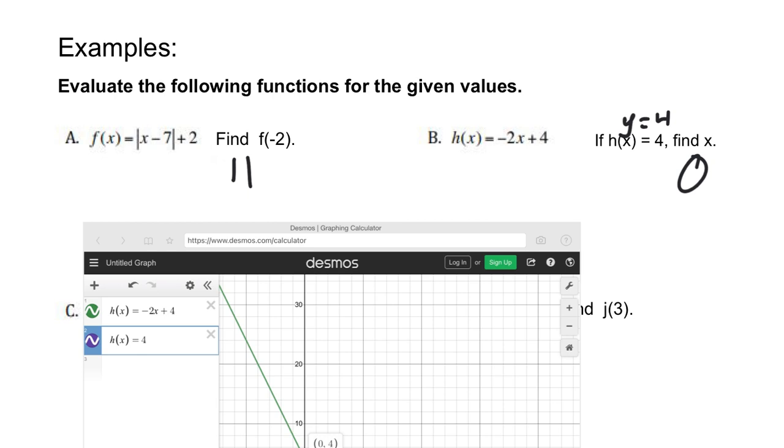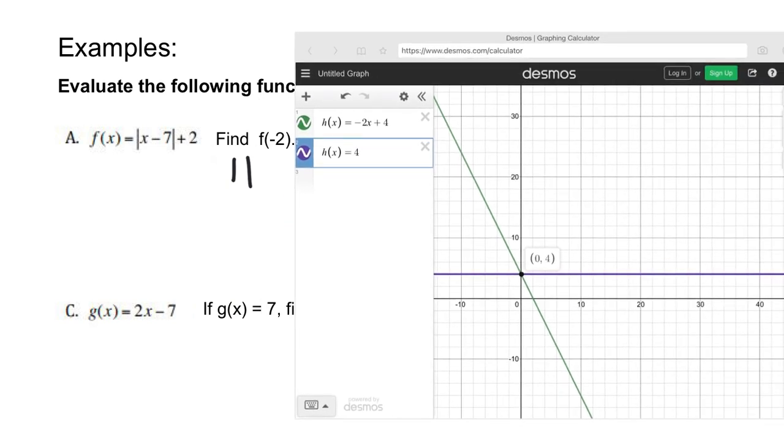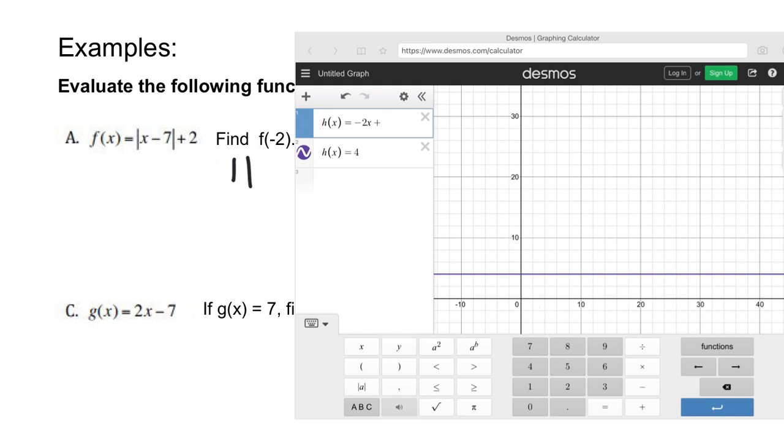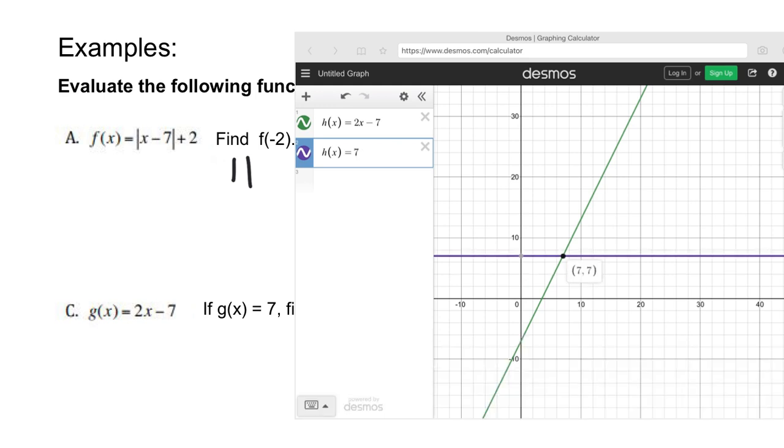So this next one's done the same way. They give us g of x equals 2x minus 7. And look, the letter you use doesn't matter as long as you're consistent. So even though it says g of x, I could leave h of x in there and do 2x minus 7. And then say h of x equals 7 this time. And I'm still going to get those two lines. They're going to cross. Now, if you use two different letters, you're going to get things that won't work.